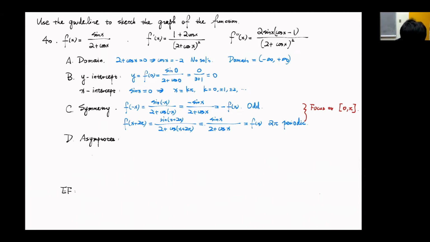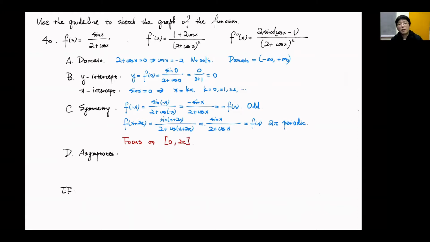Let's actually still focus on 0 to 2 pi, pretending that we do not really know the function is an odd function. This makes the problem a little bit more complicated. So I will just focus on 0 to 2 pi instead of 0 to pi. I'm working on this slightly more complicated case simply to hope that you can get used to such a level of complexity. Okay, so let's just focus on 0 to 2 pi.